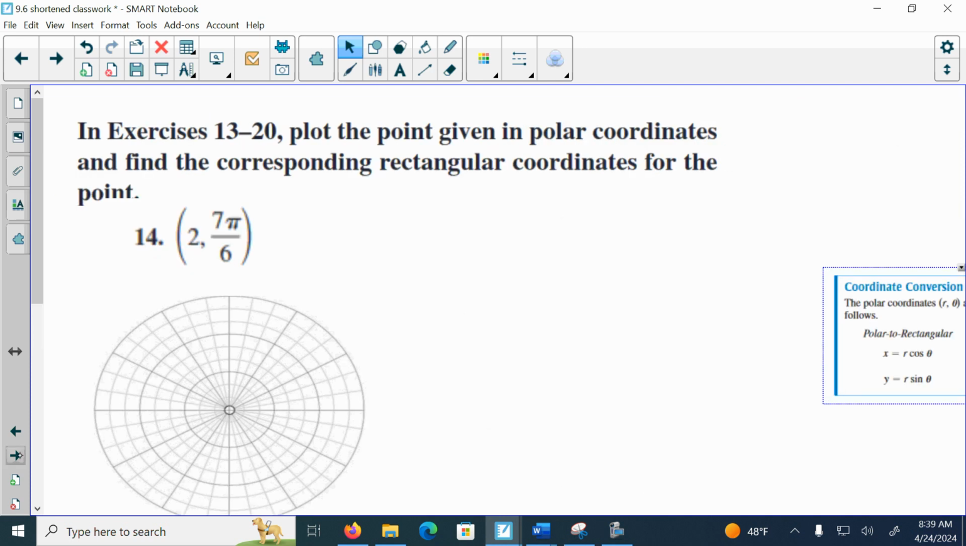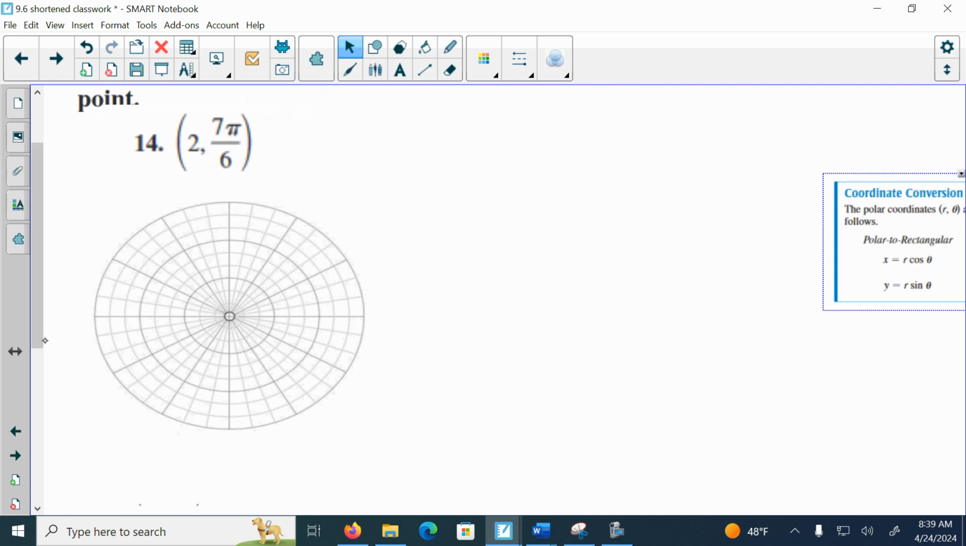The next one, 2 7 pi over 6. So I'm going to graph that. If I'm looking at my graph paper, this would be radius 1 here. This would be radius 2. So I'm going to be somewhere on that circle. And then at 7 pi over 6, you remember that this is 1, 2, 3, 4. So it looks like these are each pi over 6. So this would be pi. 7 pi over 6 would be here. So here's the angle 7 pi over 6.